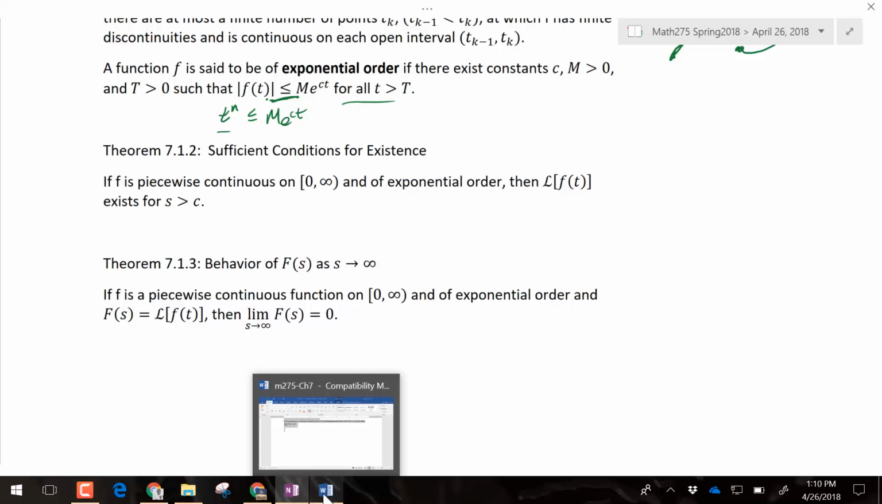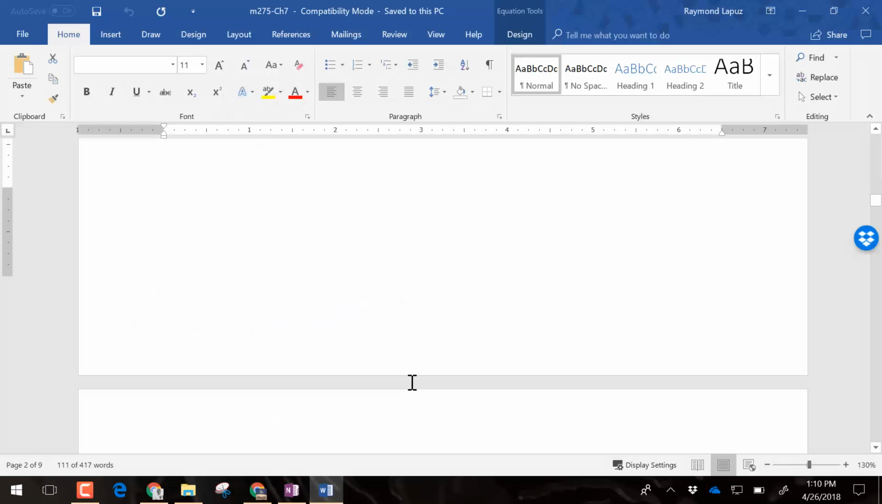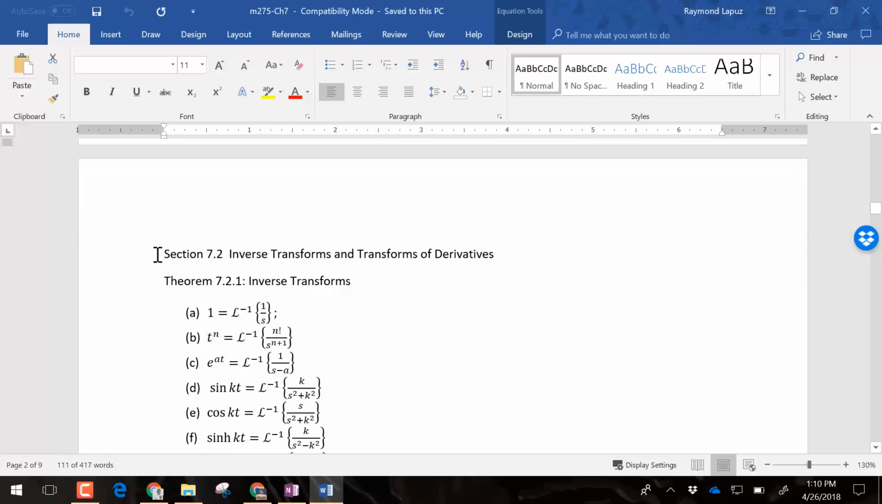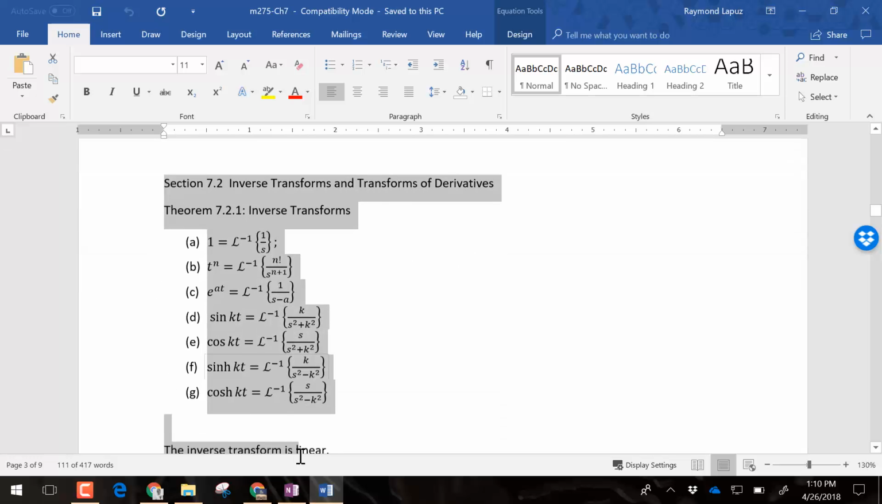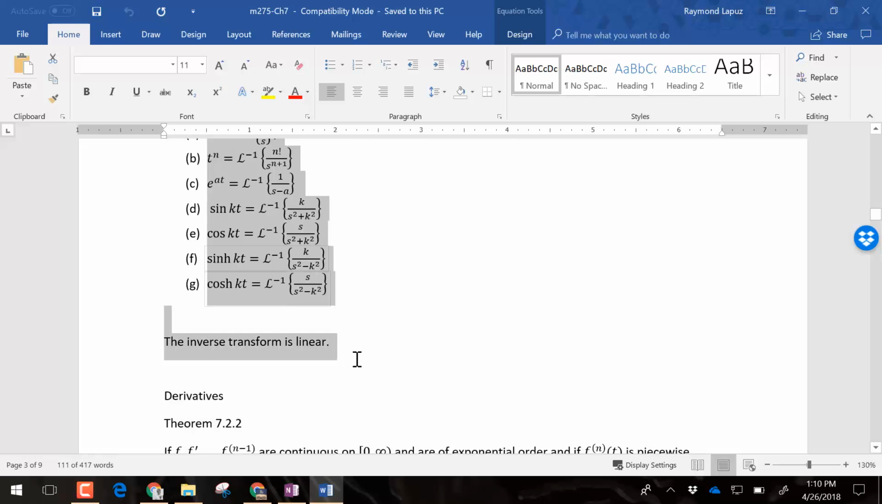All right. So this is like the existence and uniqueness theorem in the beginning of the semester. We're not going to dwell too deeply on this. I'm more concerned about just being able to perform the Laplace transforms and the inverses.